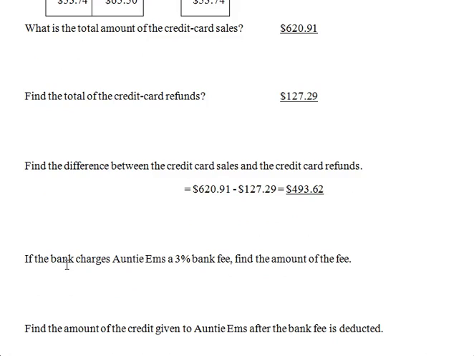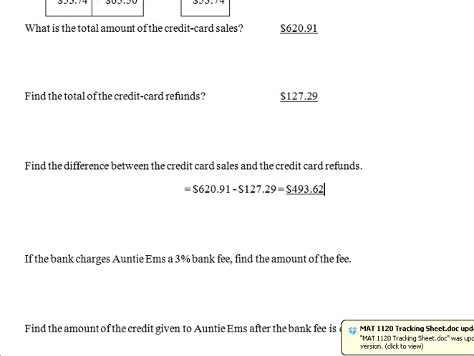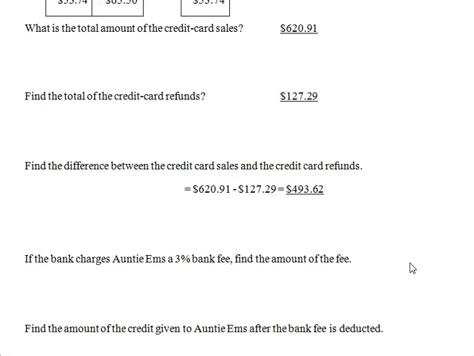Now, we see that the bank charges Auntie M's a 3% bank fee. The reason why the bank charges Auntie M a fee is due to the fact that in order for Auntie M to provide her customers with the convenience of being able to make purchases on credit or using their credit card, Auntie M has to establish a relationship with the bank. And in exchange for that relationship, the bank charges Auntie M a 3% fee.